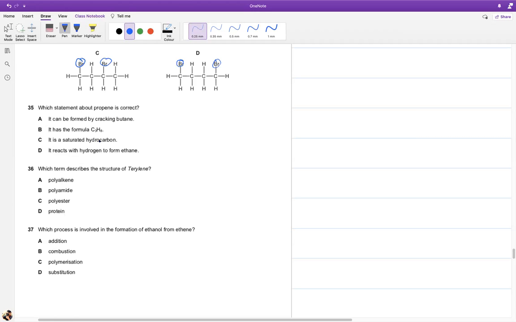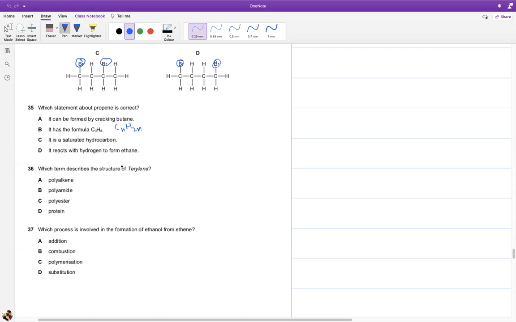It has formula C3H8. That's actually propane, not propene, because propene is CnH2n. It is saturated hydrocarbon. Nahin, double bond hai, unsaturated hai. It reacts with hydrogen to form ethane. Hydrogen से react करना है, carbon atoms तो नहीं कम हो जाएंगे ना. So it will form propane, not ethane.